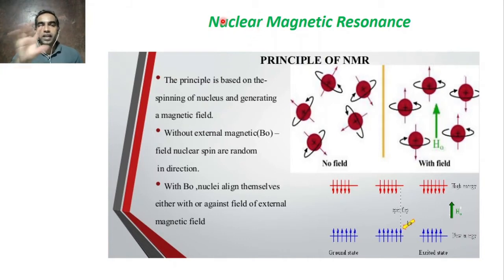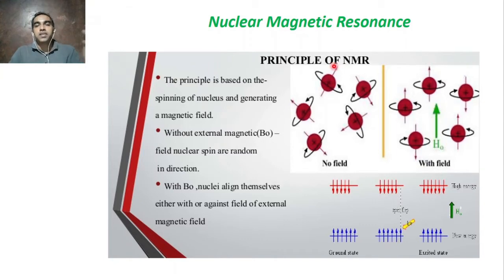The term nuclear indicates that it is something to do with the nucleus. Magnetic indicates something to do with the magnetic field. And resonance, this term is already known to you, because even in IR, absorption takes place, as you know. There will be resonance. So nuclear magnetic resonance spectroscopy deals with the nucleus of any atom, or the collective nuclei of molecules. This spectroscopy deals with the nucleus, not with the electrons.